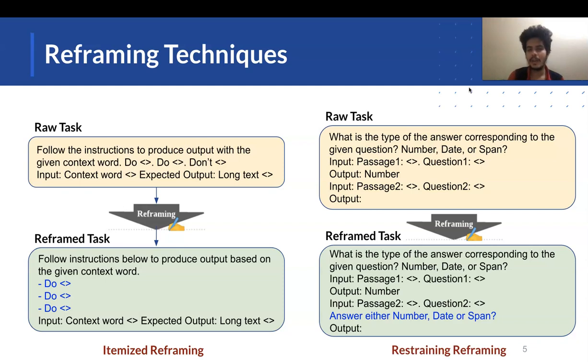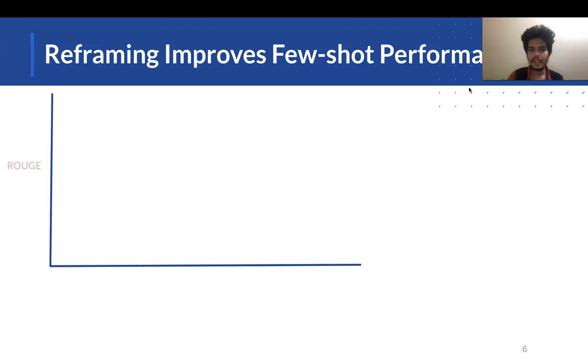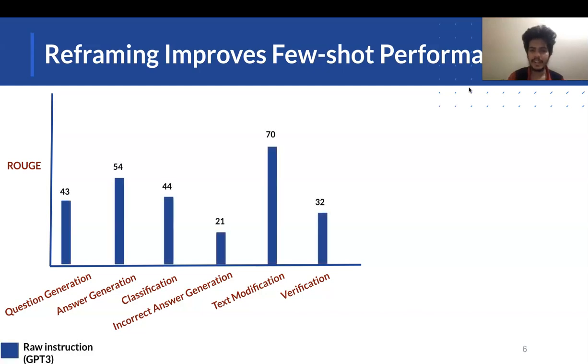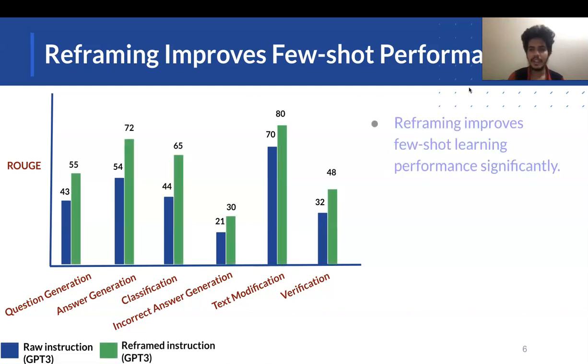And similarly, we have other kinds of reframing techniques. In the empirical study, we evaluate across 6 different categories of tasks which are part of natural instructions, that is question generation, answer generation, classification, etc. This is the raw task performance in GPT-3 instruct, and this is the reframed instruction performance with GPT-3 instruct. As you can see, reframing significantly improves few-shot learning performance.